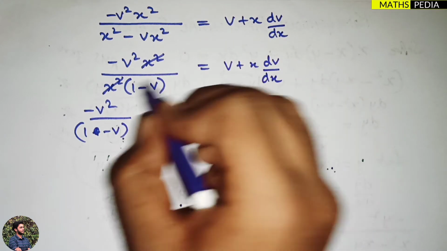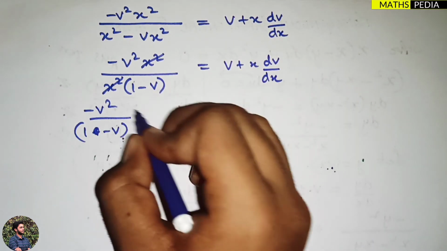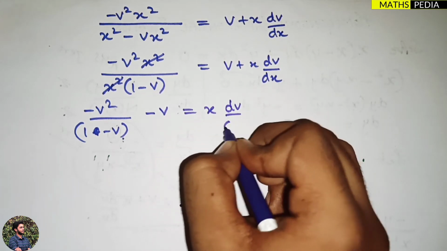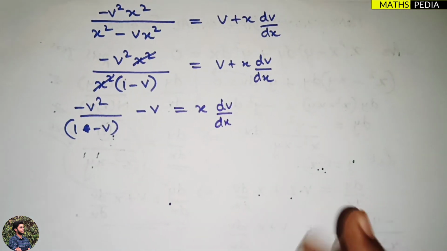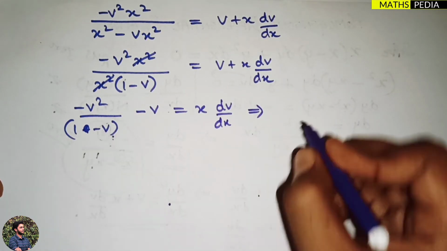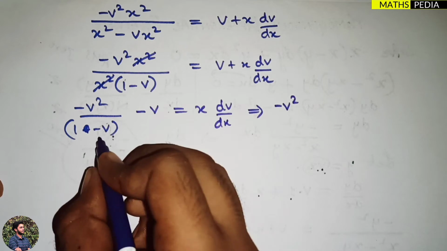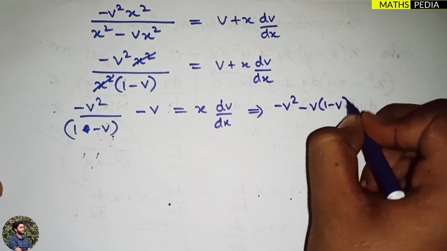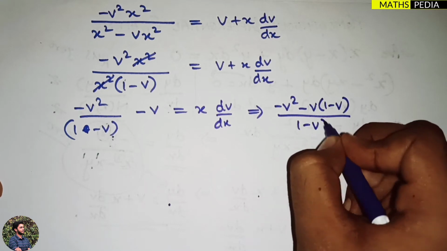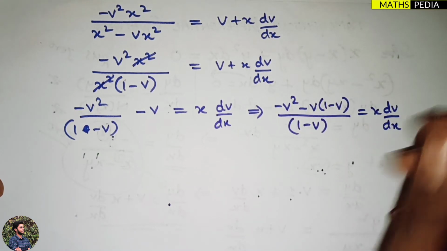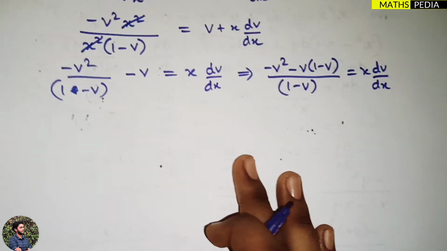Now this v I can bring to the LHS part. All the terms are v here, bring it to the LHS part, equal to x into dv by dx. Okay, right. So that implies, now I can take LCM over here. This will become minus v square. LCM it will be minus v into 1 minus v divided by 1 minus v, correct, equal to x dv by dx. Now next step.